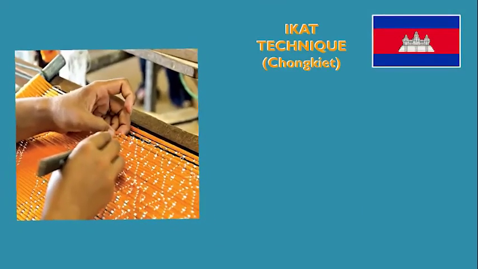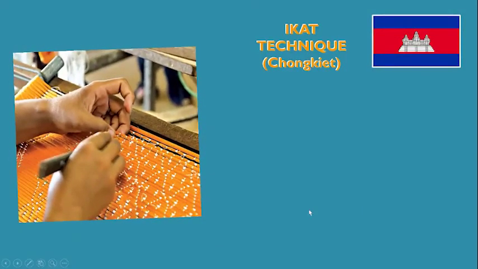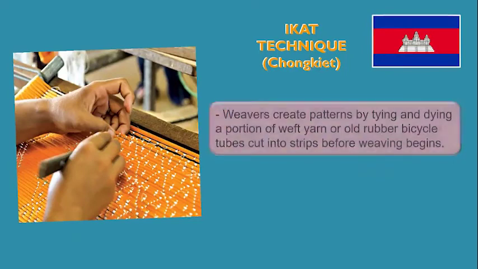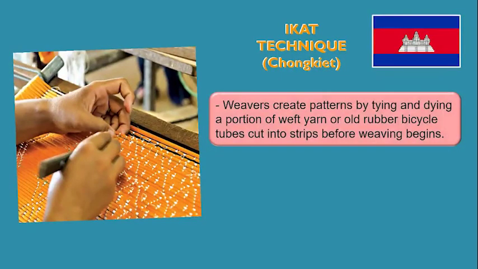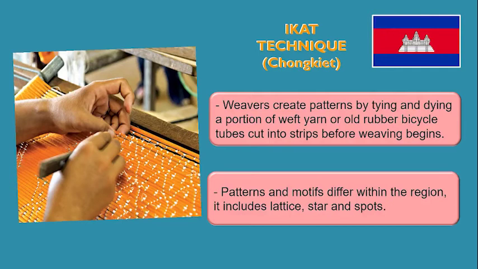Cambodia is well known with ikat technique. It is also called kongket. To create ikat technique, weavers create patterns by tying and dyeing a portion of weft yarn or old rubber bicycle tubes cut into strips before weaving begins. The patterns and motifs of ikat technique differ within the region. That includes lattice, star, and spots.